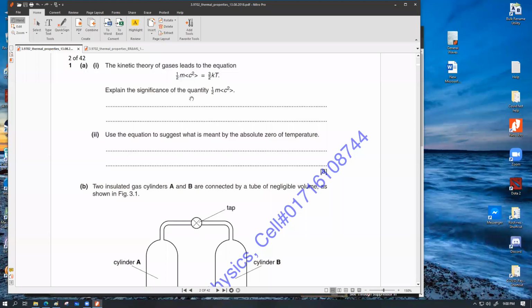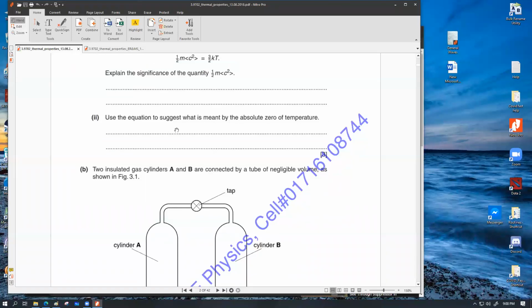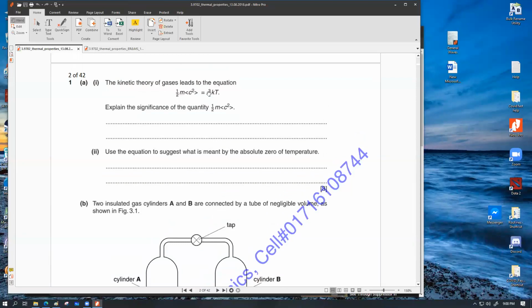So I'm gonna first say what this whole thing is, and then I'm gonna specify what these symbols individually refer to. I'm gonna go for that as well. Use the equation to suggest what is meant by absolute zero temperature. Have a look over here. 3/2 k cannot be 0. Can it be 0? Respond. No, sir. 3/2 is a numerical constant. k is a Boltzmann constant. This cannot be 0. Here, m is the mass of the gas particle. Ideally speaking, this cannot be 0 as well.